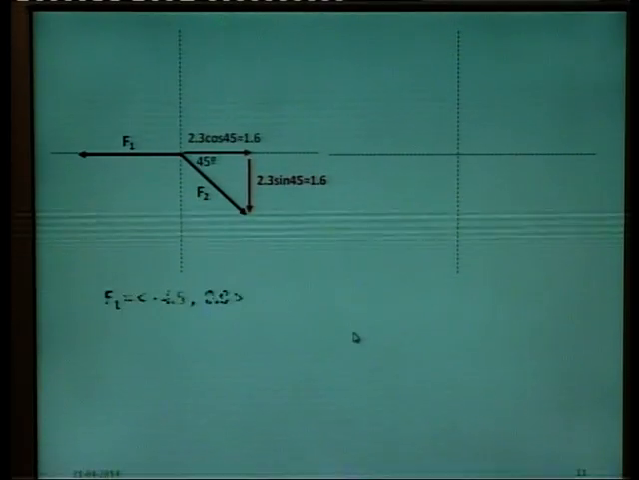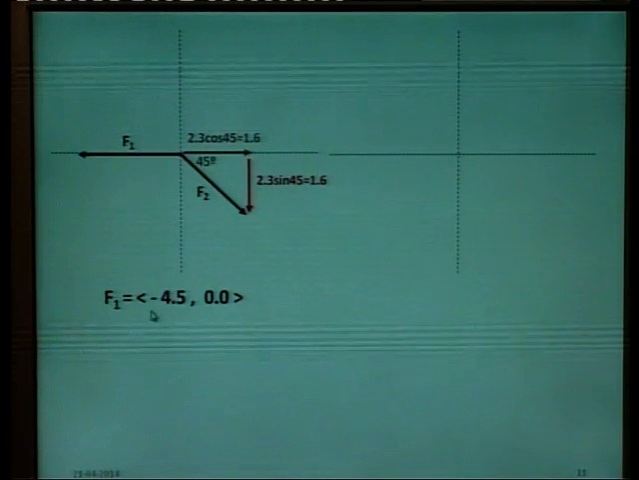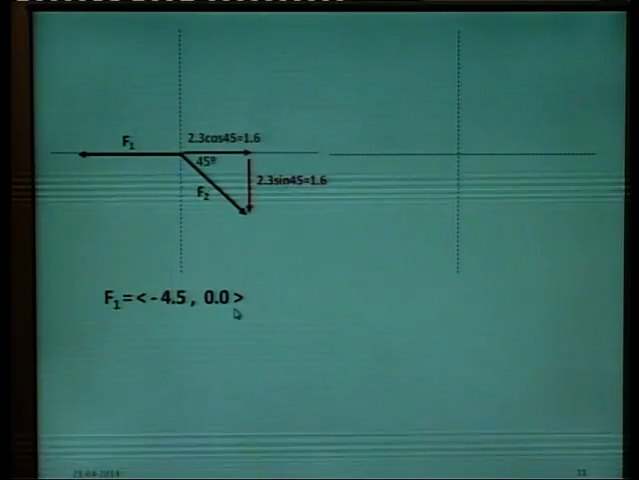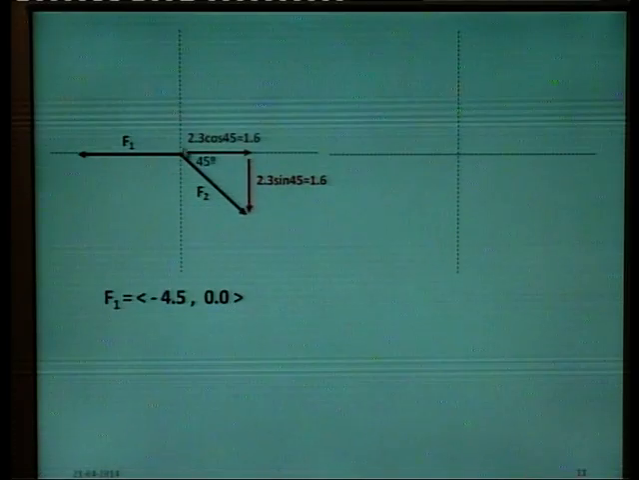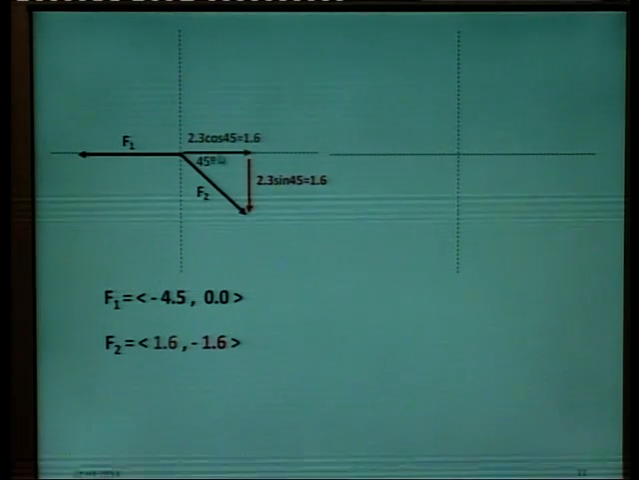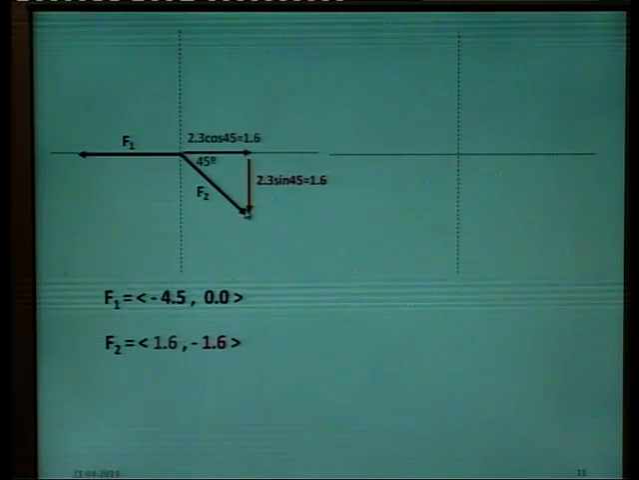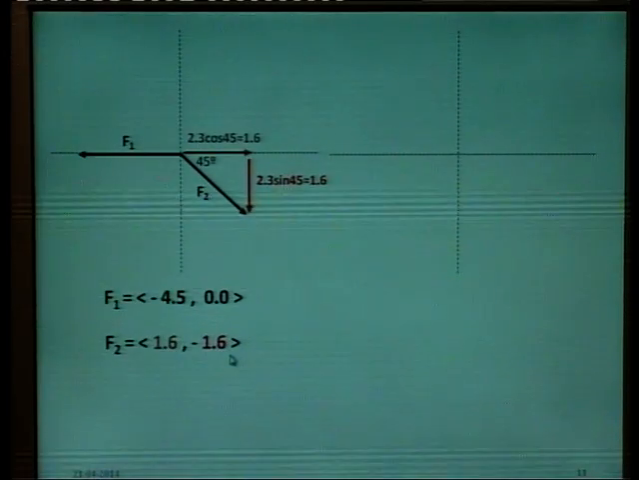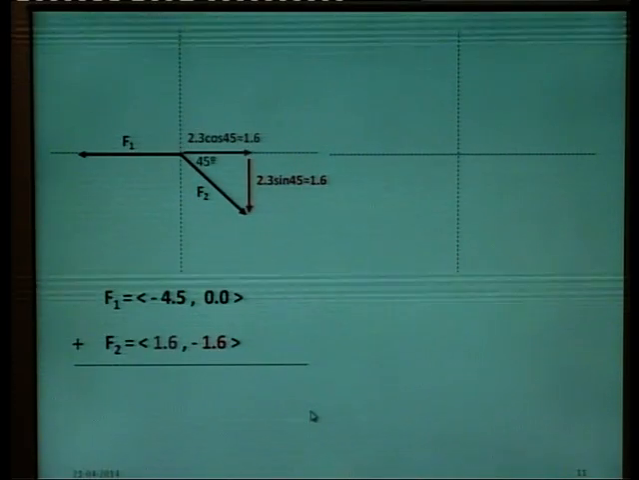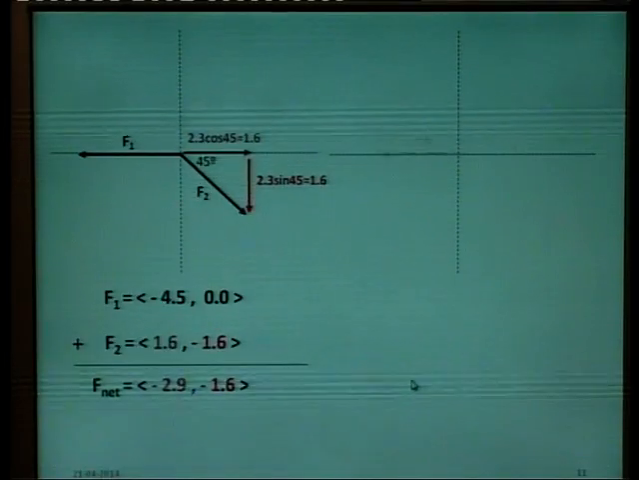I will draw it again here. So, as I told you I have got two components, F1 has x component as -4.5, y component is 0, there is no y component of F1, it is in the negative x axis direction. F2 has both, x axis positive 1.6 and y axis negative component minus 1.6. Now, I will show you how to add these components. So, this will be the net result. Let us see how you get it.